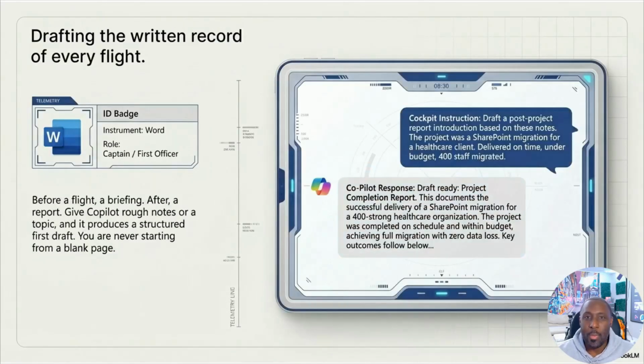Instrument 2, Word, drafting the written record of every flight. Before a flight, a briefing. After a flight, a report. Give Copilot rough notes or a topic, and it produces a structured first draft. You are never starting from a blank page. The cockpit instruction: draft a post-project report introduction based on these notes.